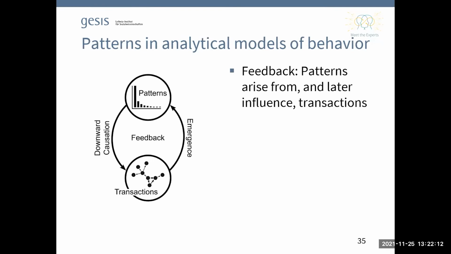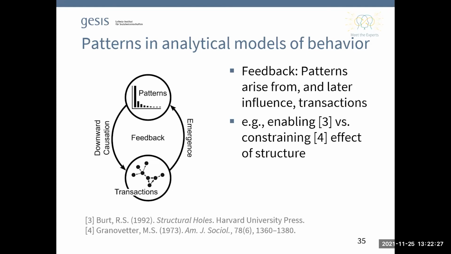And if this happens, then those are typically feedback models of behavior, analytical models, where patterns arise from transactions, but also at a later point, and this is important, influence transactions. We have in the beginning talked about structural holes and people who, if they bridge structural holes, can have benefits. And those are actually analytical models of behavior, because what they require is that the agents in the network observe the network. They observe there's a structural hole, and as in Burt's case of brokerage and reaping benefits from bridging structural holes, of course you have to observe the network first, and then that influences your behavior.